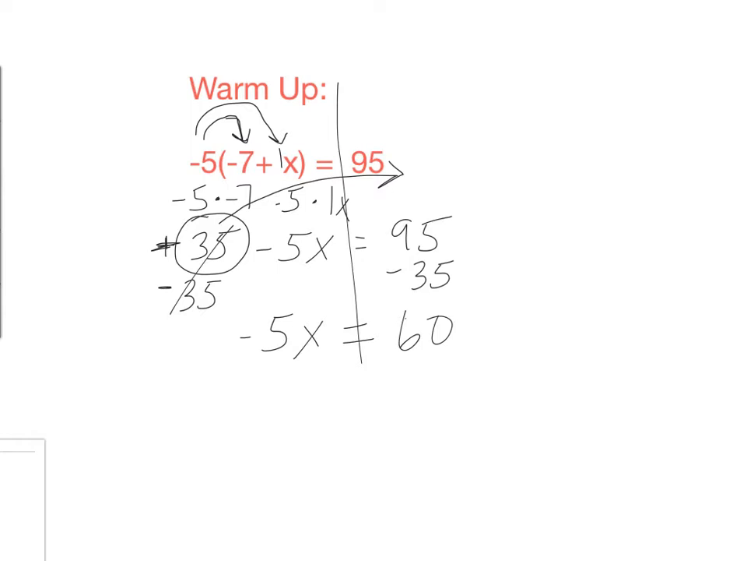Divide by our coefficient of negative 5, so both sides get divided by negative 5. And I'm left with x being equal to negative 12. Great. Okay, so there's our warm-up.